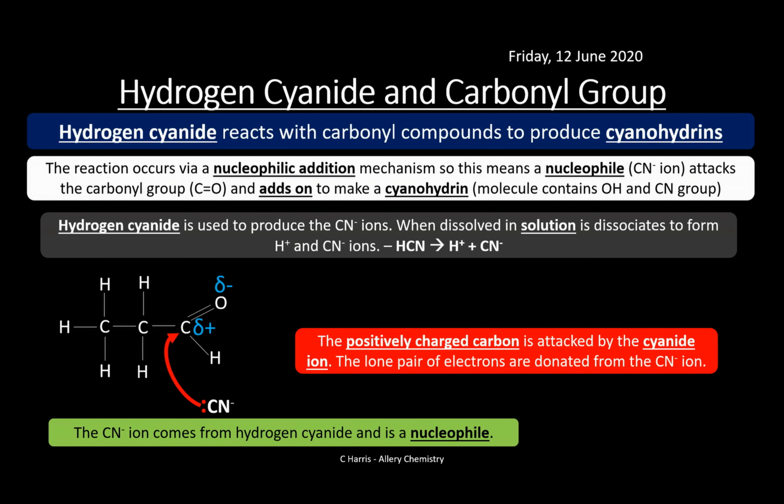So that's exactly what it does. The positively charged carbon atom in that carbonyl group is attacked by the cyanide ion. The lone pair of electrons are donated from the CN- ion, and that's what makes it that nucleophile. So this goes in and tries to bond with that carbon. Now you can see here that we're forming a bond here. That's 1, 2, 3, 4, 5. We now have 5 bonds around that carbon. One of these bonds has got to break, and that's going to be coming from the double bond there.